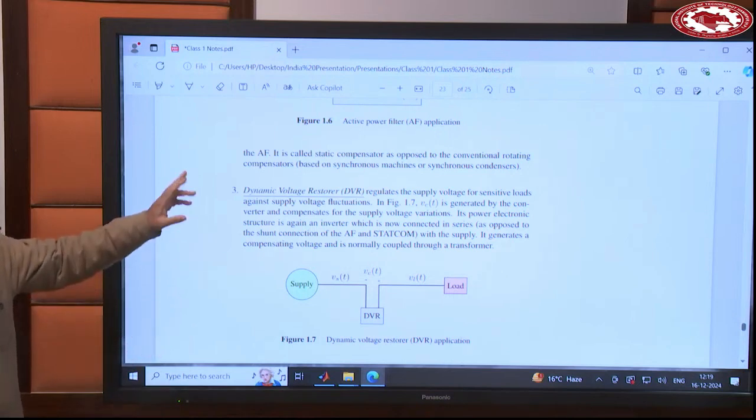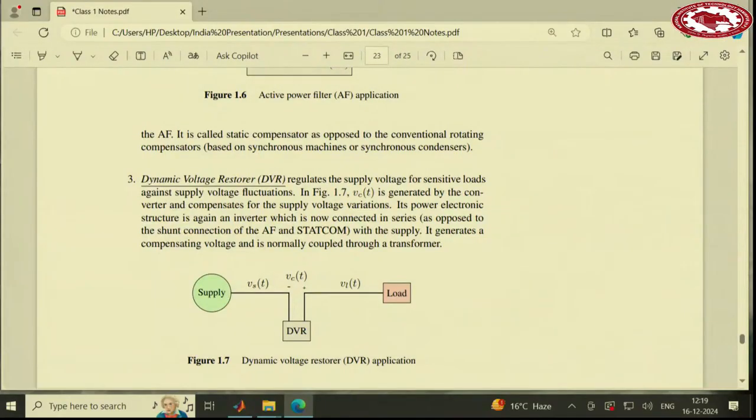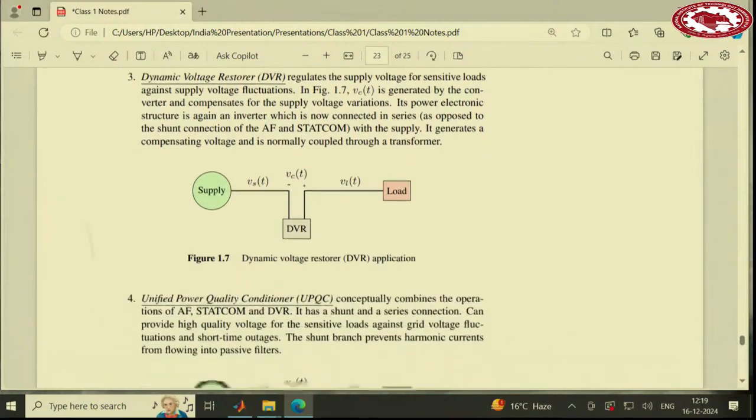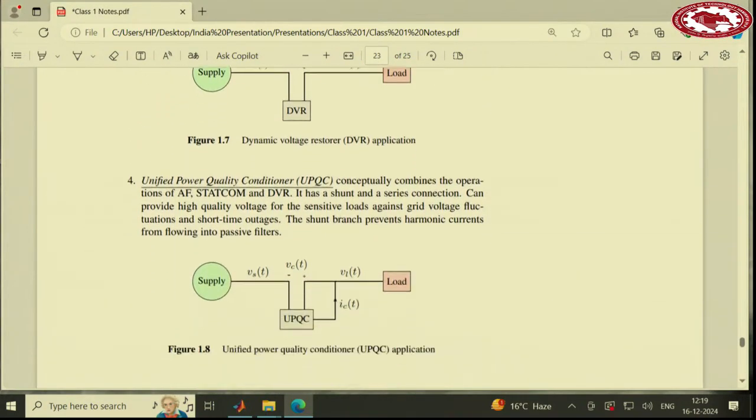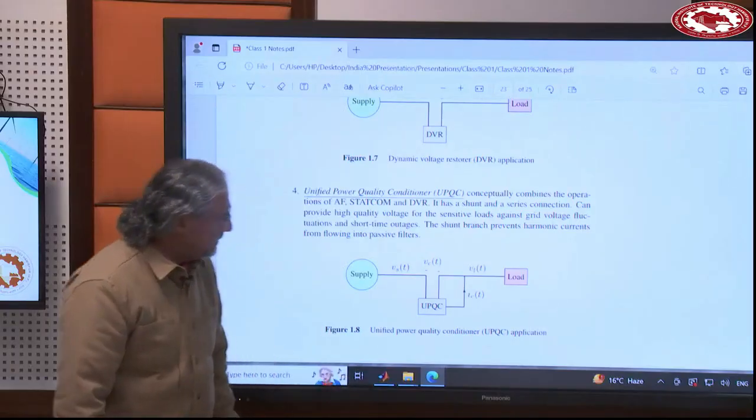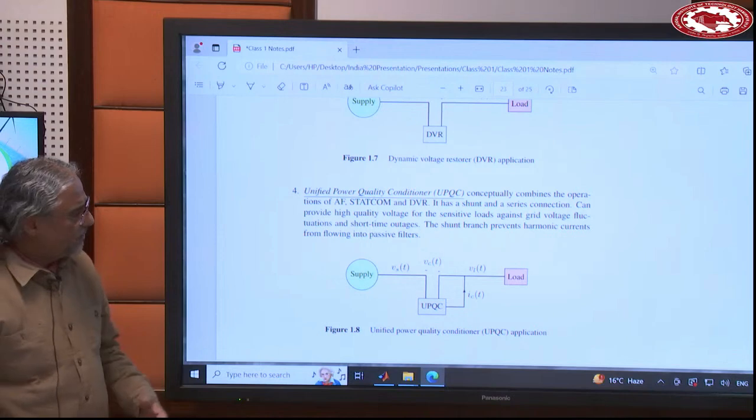So one of them is series, the other one is parallel, you see, and now you can combine them together like this. So you have a unified power quality conditioner. If you combine them together, you can address a lot of problems on both sides in terms of harmonics, in terms of voltage quality, in terms of reactive power, and so on.